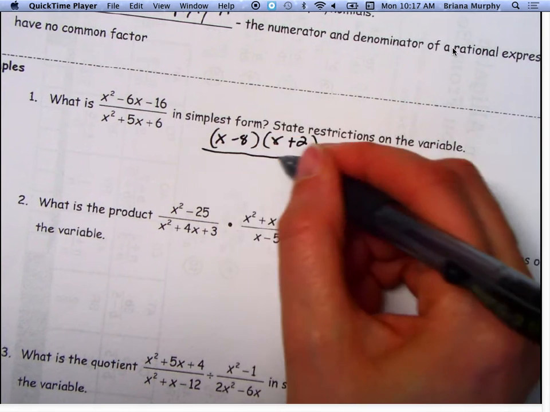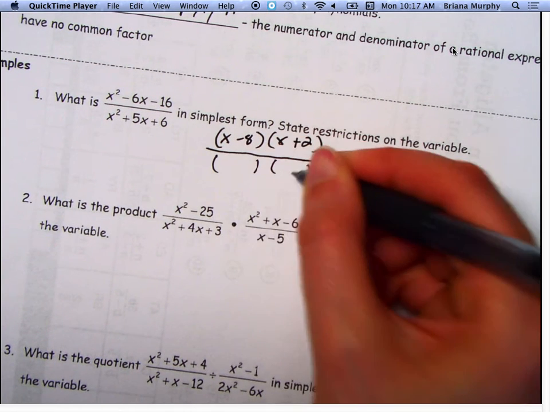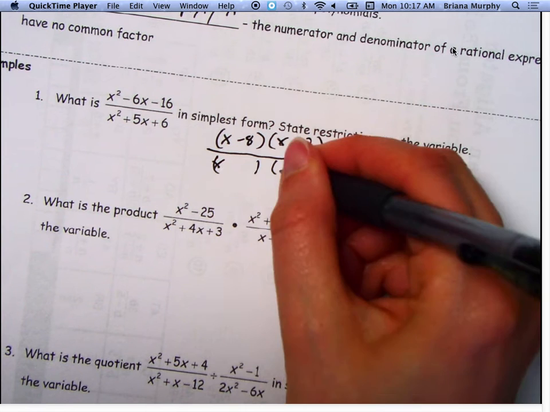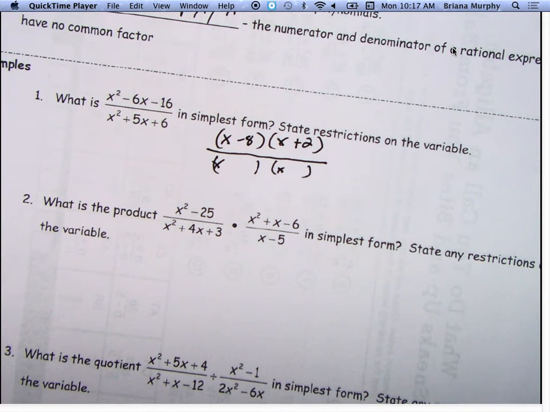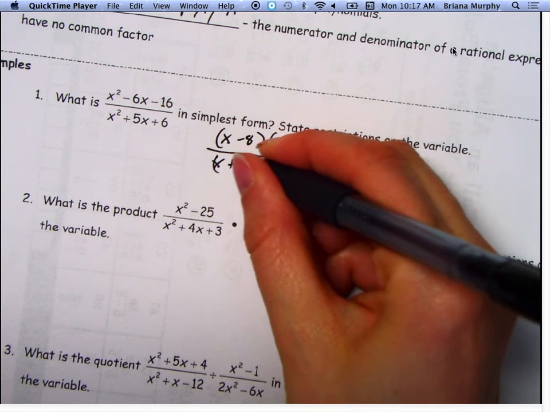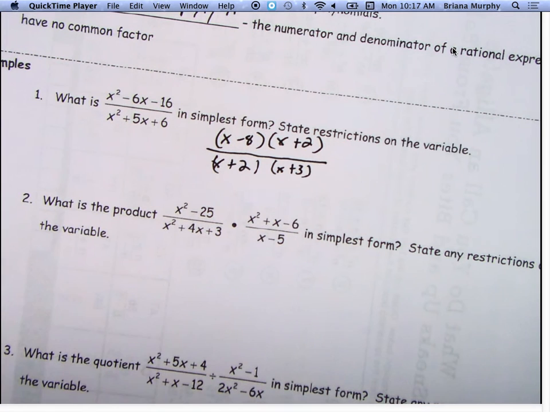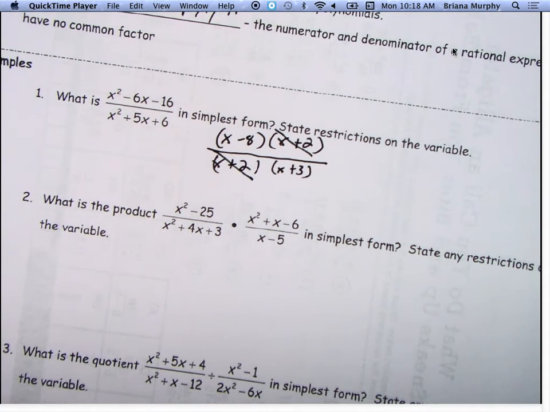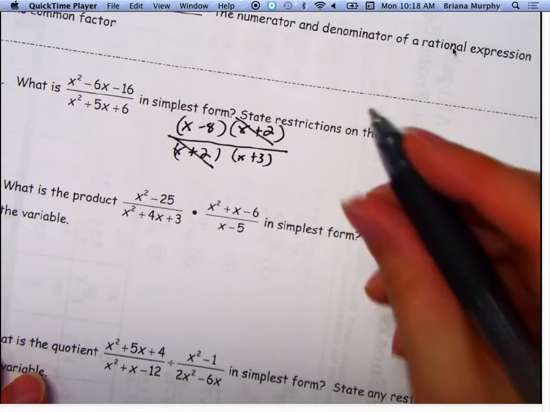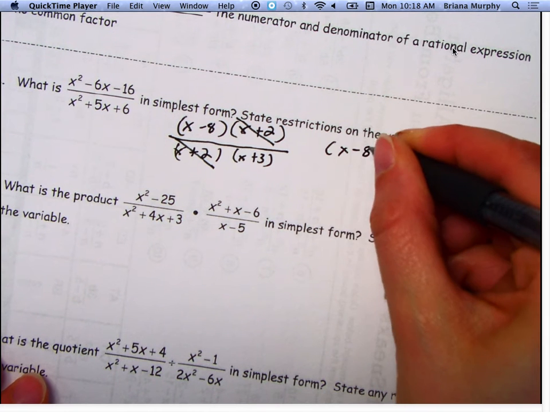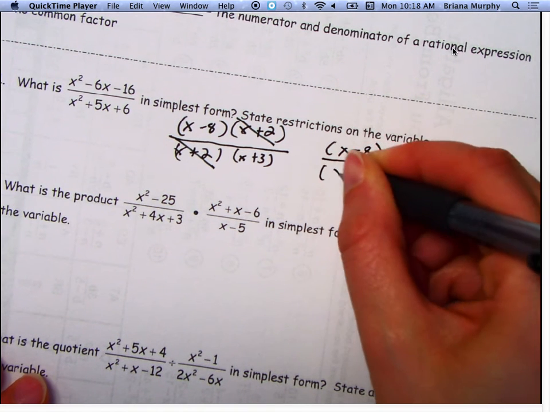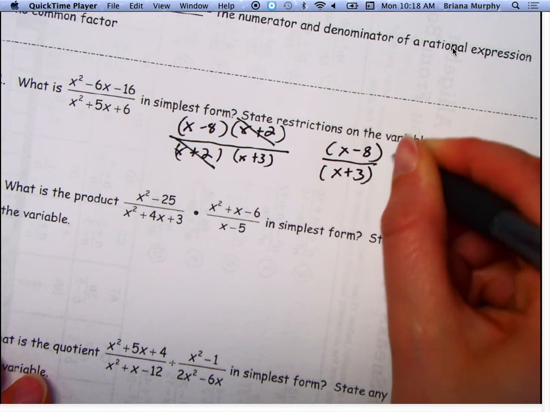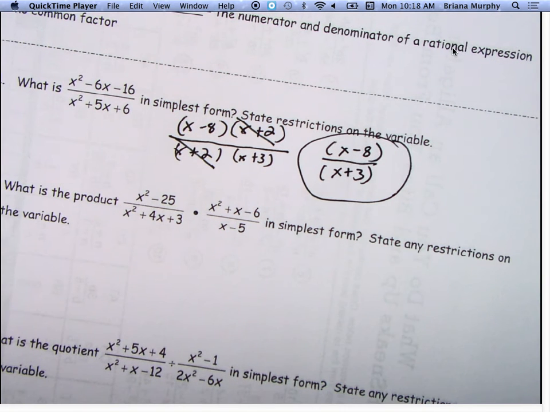Okay? All right, we're going to factor the bottom. So what two numbers multiply to give us 6 but add together to give us 5? 3 and 2. Okay, when we're looking at this, you guys remember that if you have 5 over 5, that gives you 1, right? So x plus 2 over x plus 2 just gives us 1. And when we times something by 1, we just get itself. So my simplest form is x minus 8 over x plus 3.